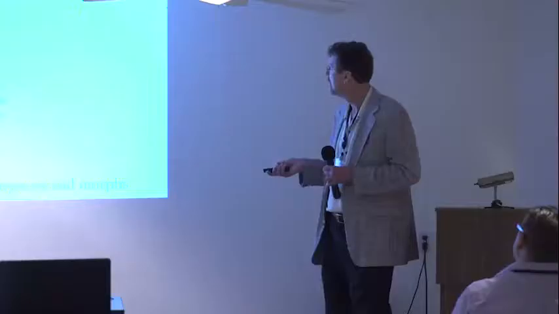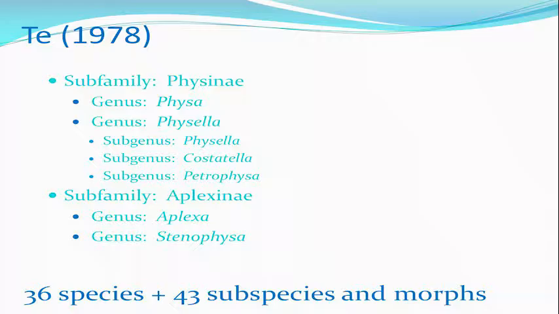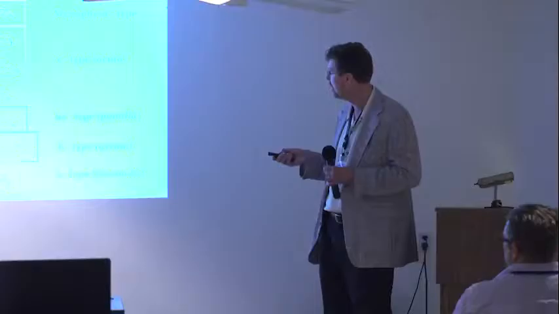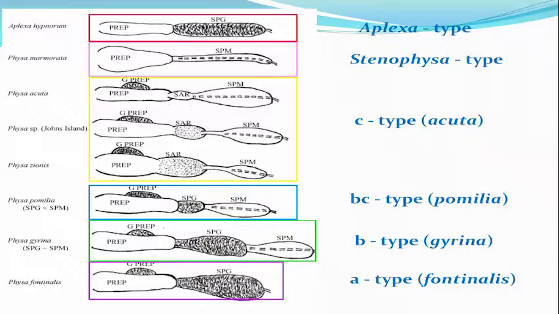Te came up with this influential classification scheme with some 36 species, 43 subspecies, and morphs. These things are impossible to tell apart just looking at the shell, but most of these species are based on the shell and the morphs and the subspecies. It's very difficult to tell these apart. What he did contribute that was very helpful, though, was looking at penial morphology. And so with penial morphology, you can look and see these different glandular and anatomical structures. Here's the distal end, here's the proximal end.